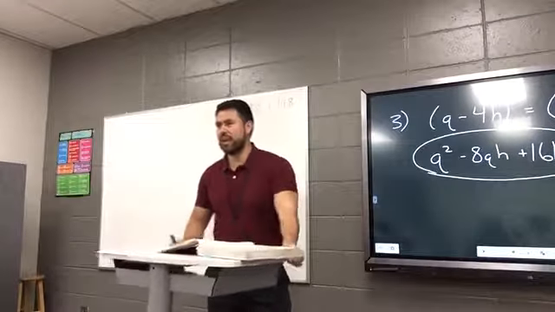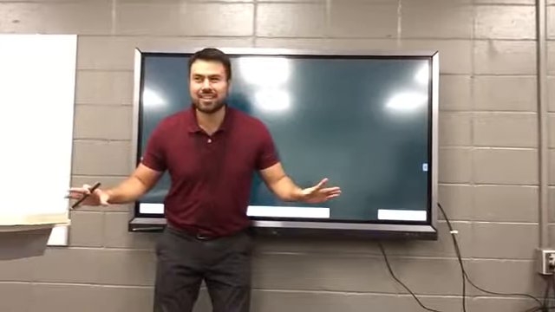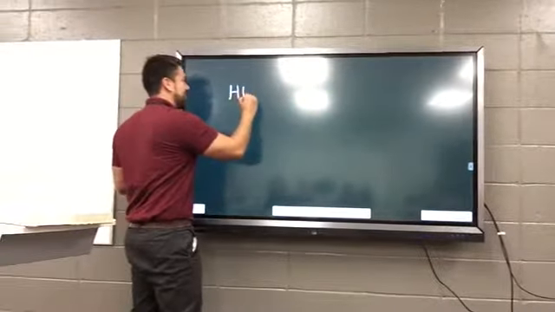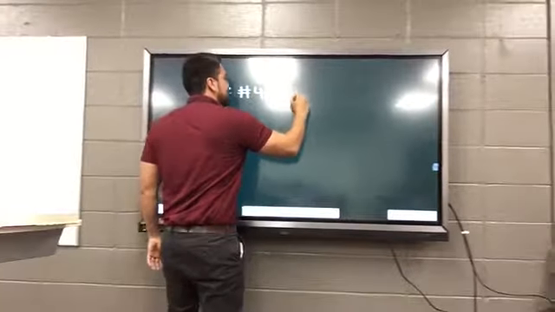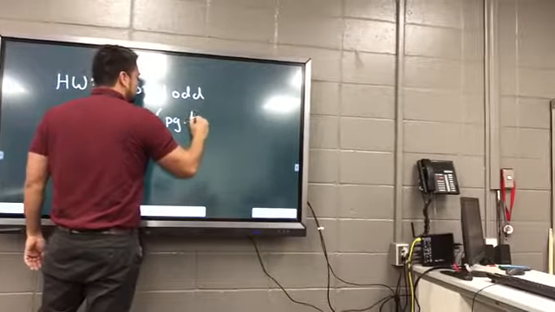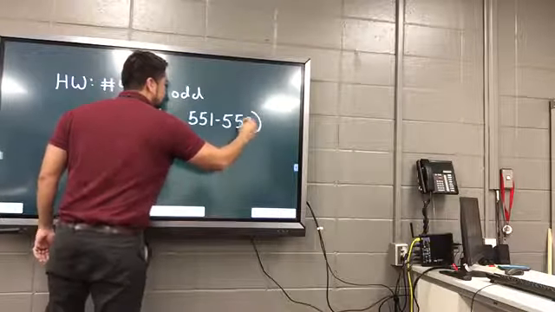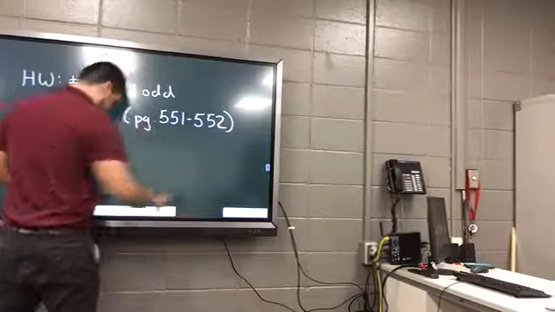Okay, your homework tonight. Let's see how you guys take it. Let's see the eyes. Can I see them? Wow, no complaining. Oh man, my secret's out. 45 to 71 odd, and that's pages 551 to 552. You can go ahead and get started. Cool.